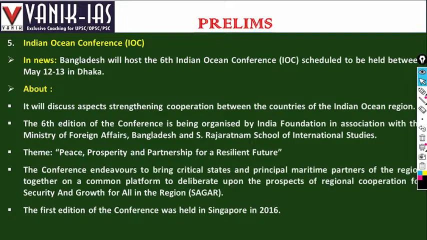The 6th edition of the conference is being organized by India Foundation in association with the Ministry of Foreign Affairs, Bangladesh and S. Rajaratnam School of International Studies. Peace, Prosperity and Partnership for a Resilient Future is the theme of the conference. The conference endeavors to bring critical states and principal maritime partners of the region together on a common platform to deliberate upon the prospect of regional cooperation for security and growth of all in the region, the SAGAR Initiative.